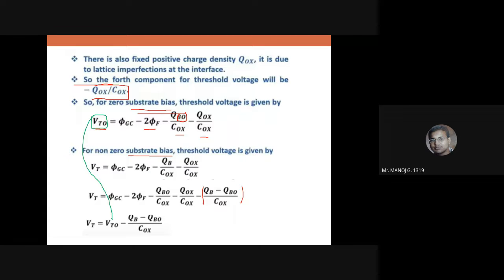So what is the remaining leftover? Till here it is over, right? Till here it is VT0. So VT0 minus this factor alone. So your threshold voltage is equal to VT0 minus QB minus QB0 by COX, where COX is nothing but the capacitance across the oxide region. Okay, is that clear so far?